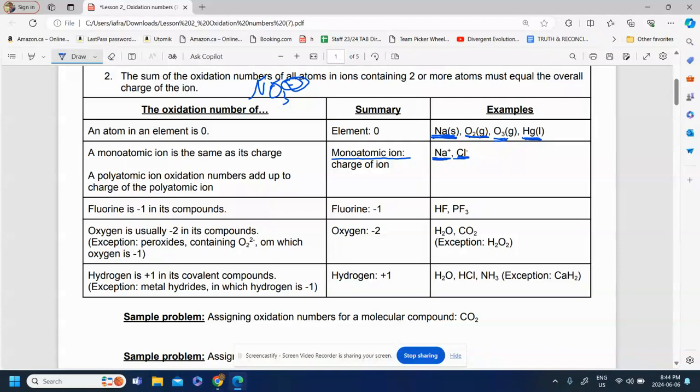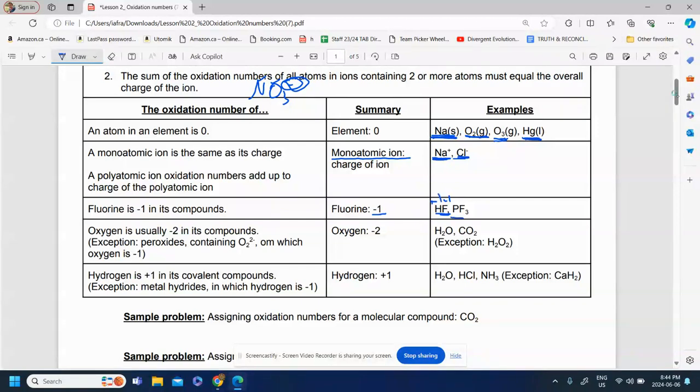Now, a few other additional rules that you have to pay attention to. Fluorine is always going to be -1. So for example, in this compound over here, fluorine will be -1 as an oxidation number. And since this compound has an overall charge of 0, then that means that hydrogen must be +1.